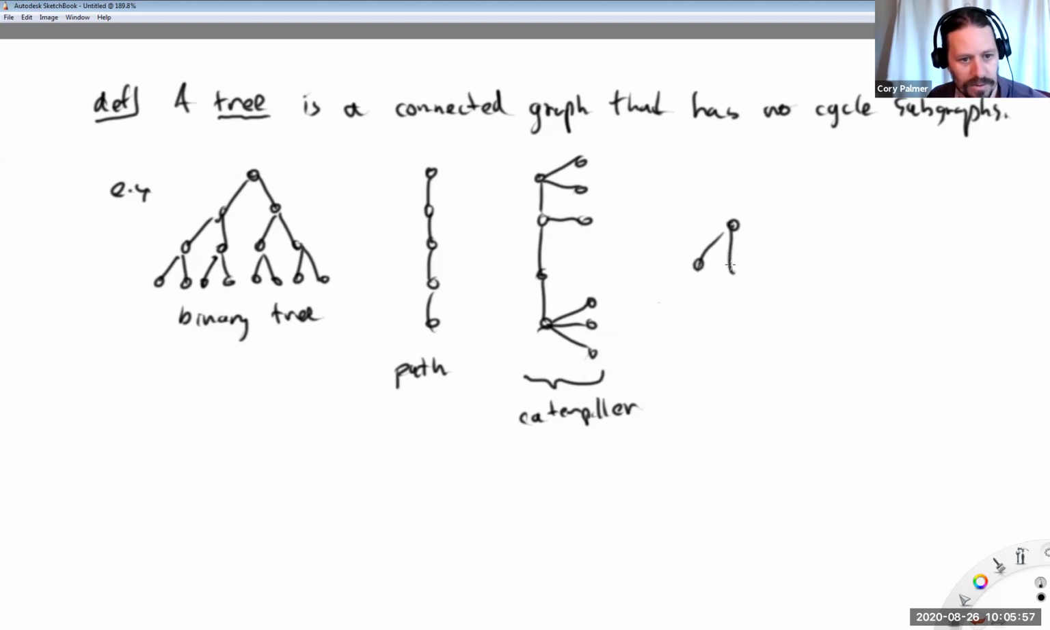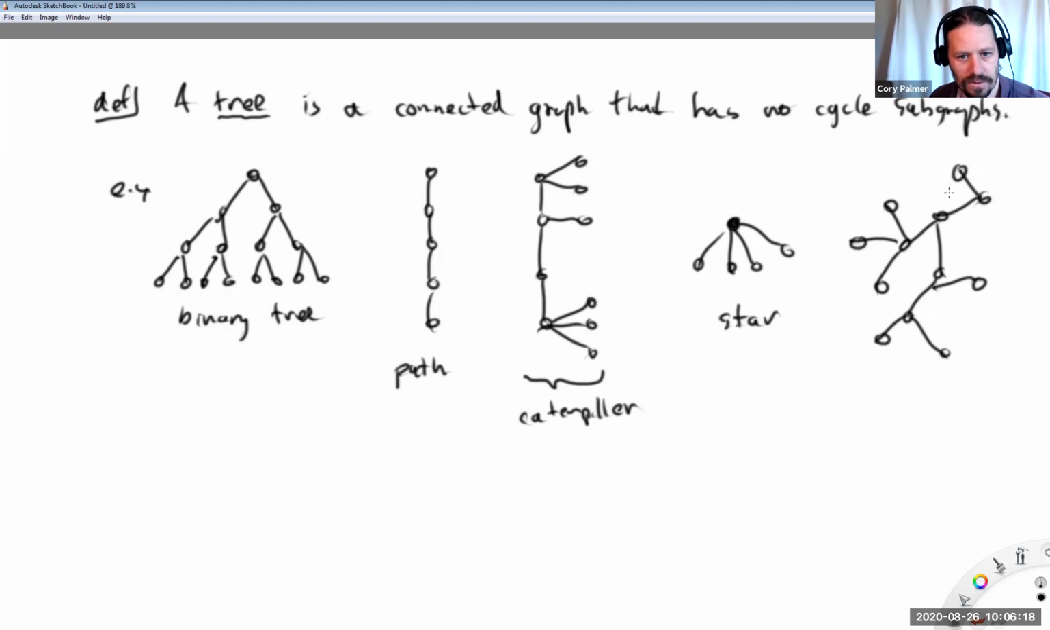Here's another example. This is a star, right? This is a special tree where you have a central vertex of high degree and a bunch of vertices of degree 1 all joined to it. And then maybe one example that just doesn't have a special name, like trees can just look like whatever, as long as you don't have a cycle in them. And so on and so forth. Okay, so this is just some arbitrary tree. Those are all simple examples of trees.